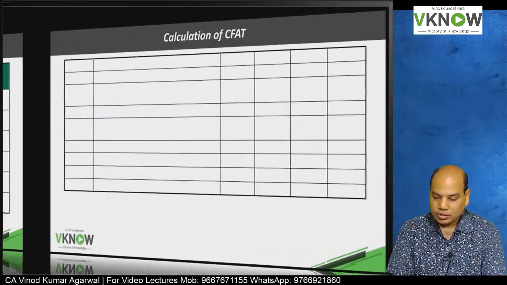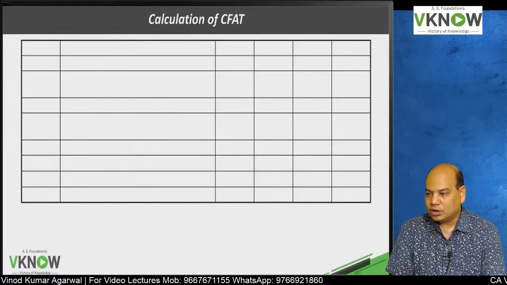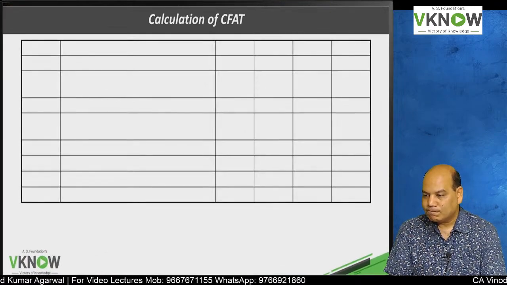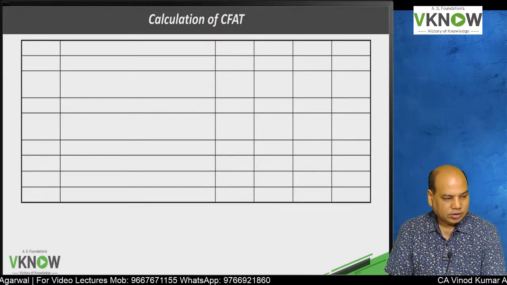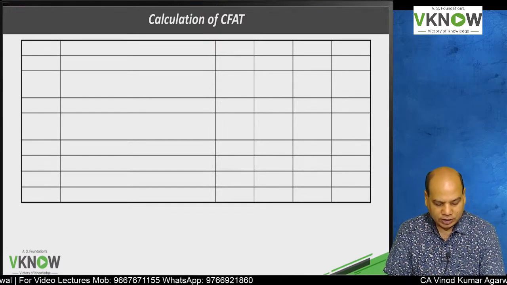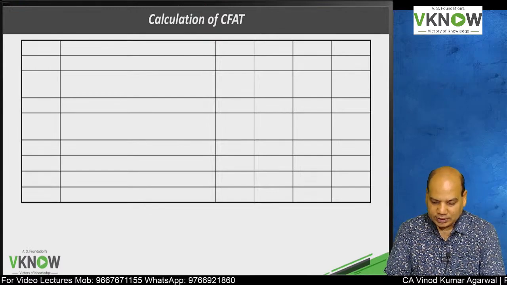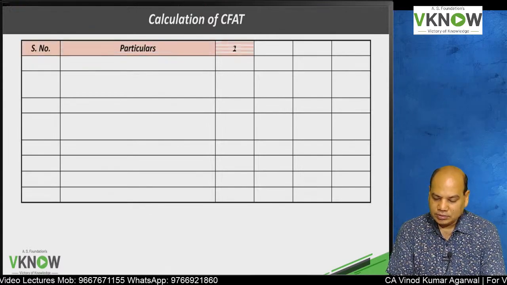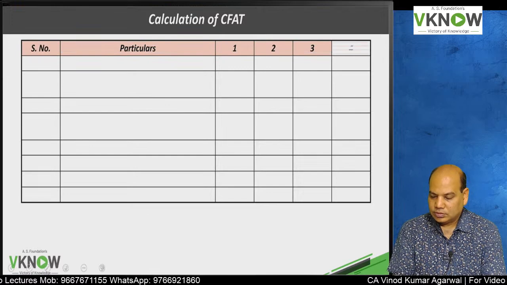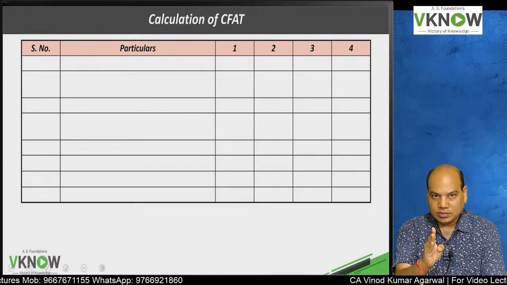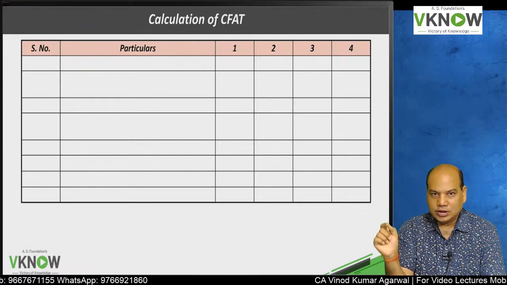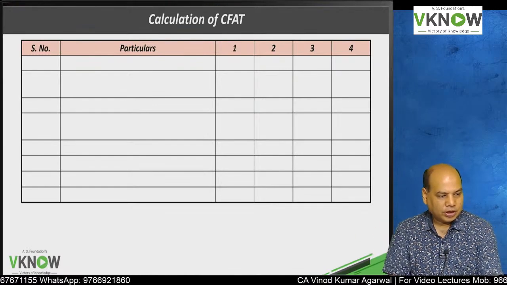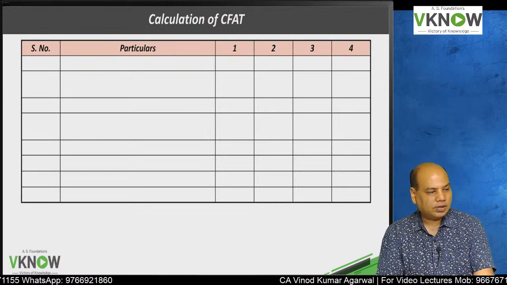note 1. Working note 1, write down calculation of CFAT. Please reply. How many years are there? 4 years. Draw this table. Serial number, particulars, year 1, year 2, year 3, year 4.